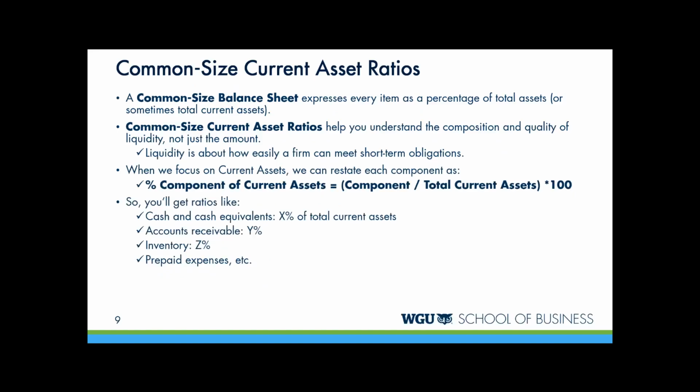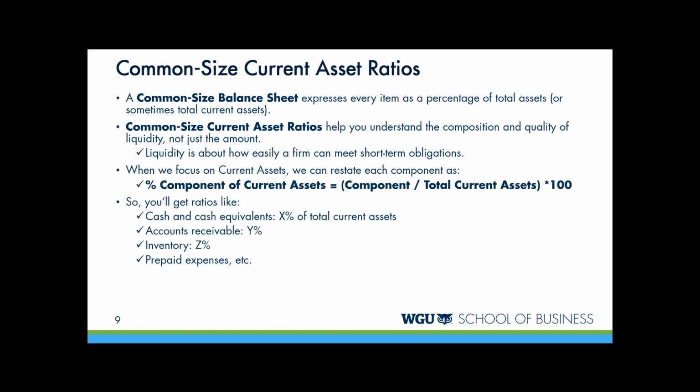Let's start by talking about our common-size current asset ratios. As mentioned, for this analysis, we're going to take each current asset account and express it as a percentage of total current assets. That's going to help us understand how our most liquid assets are composed and their quality. This is going to give us some better insights into how the firm can meet its short-term obligations. To perform this type of analysis, we're going to take each individual component of our current assets, divide it by the total current assets, and multiply that by 100.